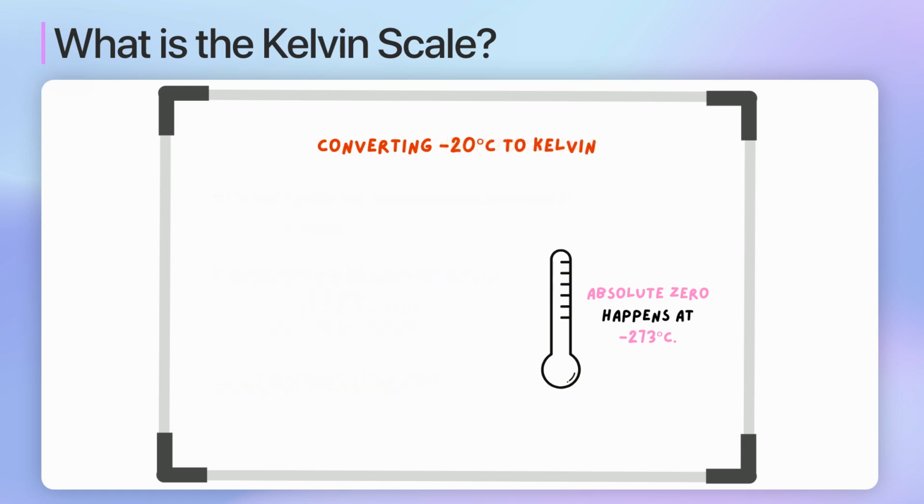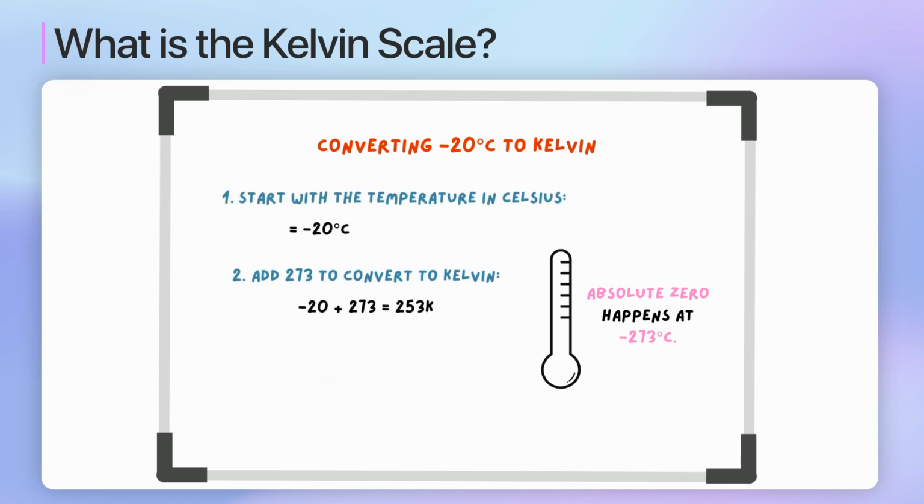Finally, let's try converting minus 20 degrees Celsius to Kelvin. Start with the temperature in Celsius and add 273 to convert to Kelvin. Minus 20 plus 273 gives 253. Therefore, minus 20 degrees Celsius equals 253 Kelvin.